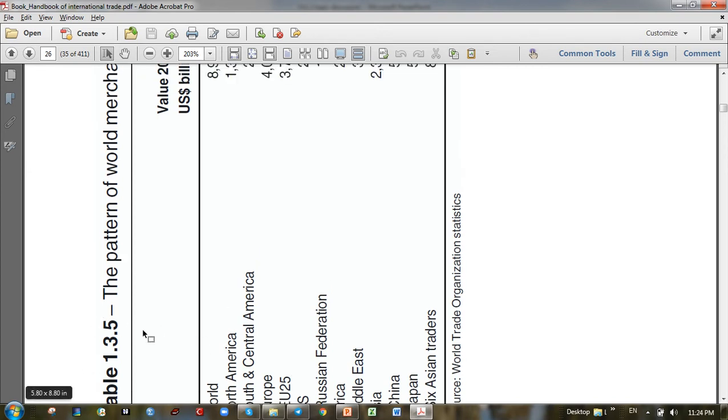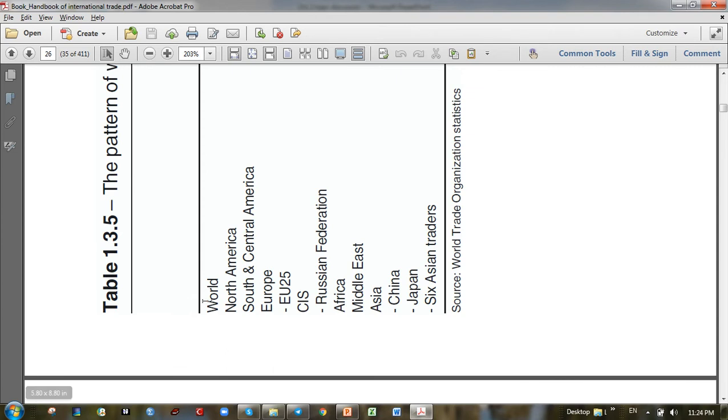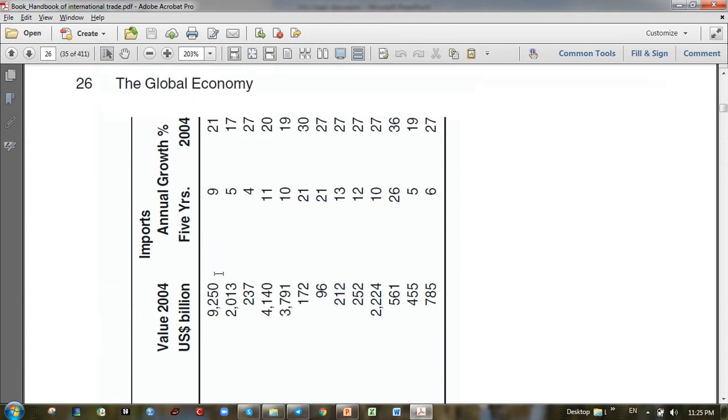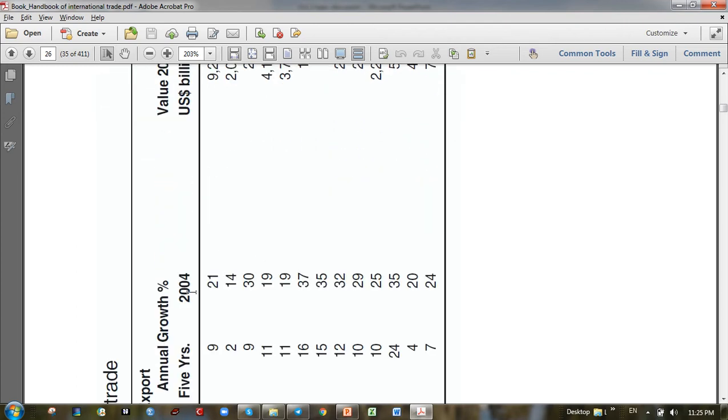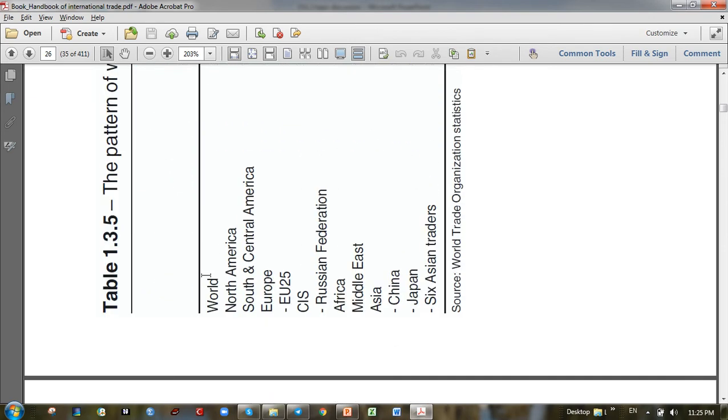And the third table in the second point is 1.3.5. The pattern of world merchandise trade. The world region, and also in Asia they split into China, Japan. Maybe. Yes, in Asia, China and Japan are the key player countries from this period. Okay, from this period. This part is about export, this part is about import. You can see the data.